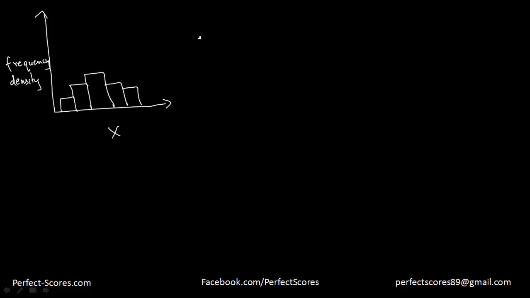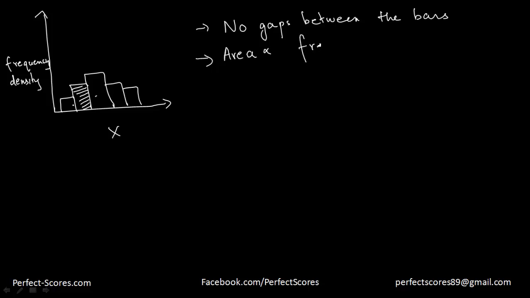There are a few properties associated with the histogram. The first property is that there are no gaps between the bars. As you can see, there are no gaps between the bars. That's one property of histograms. The second property is that the area of each bar is directly proportional to the frequency of the x value. We're going to learn a lot more about this. So let's go ahead and get started.